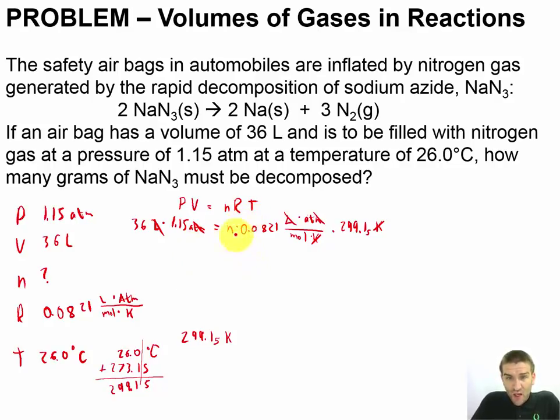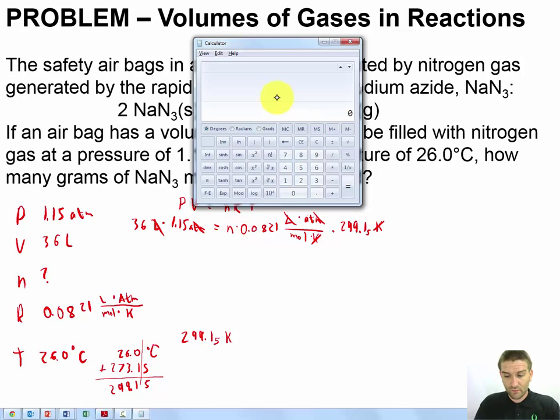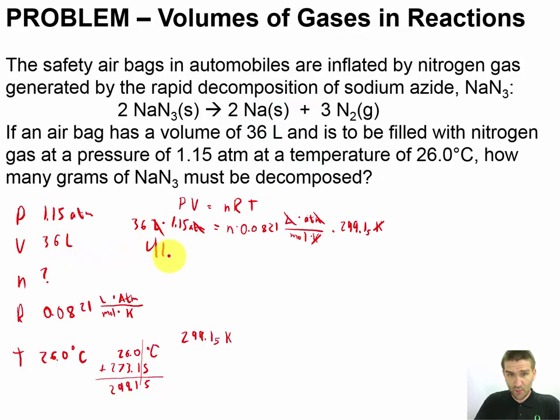Now, I'm ready to go. The only thing I have left is number of moles. I'm ready to grab my calculator. Okay, so let's go ahead and do it. On the left side, I'll have 36 times 1.15. That's going to give me 41.4. So I'll go ahead and write it in. 41.4. No units because I've already cross-canceled them.